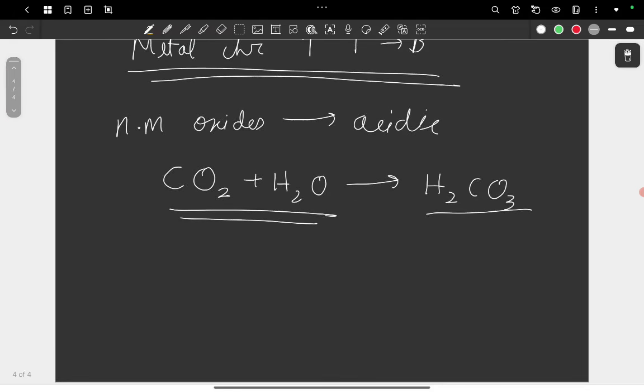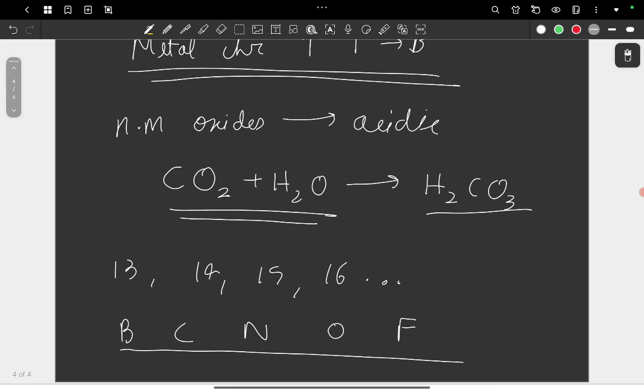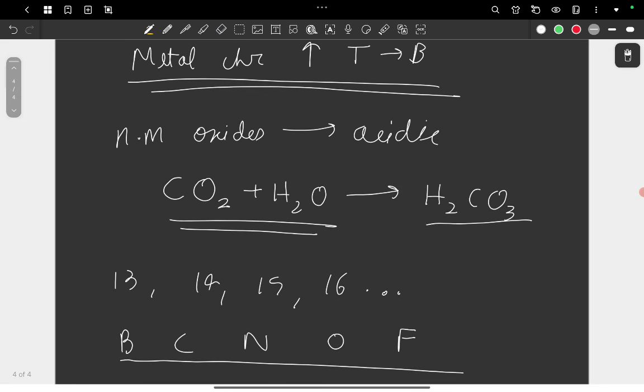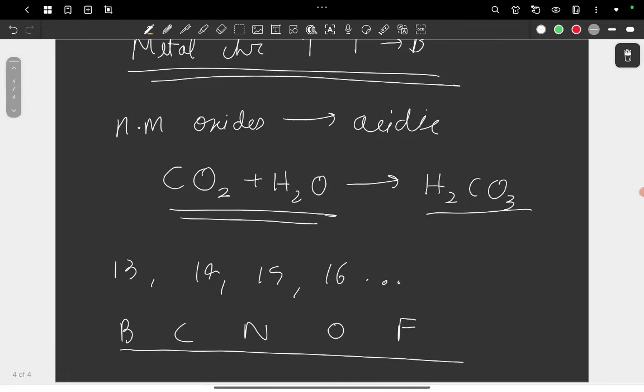Now, another general point I want you to know is that for every element of the P block, or every group of the P block, even for groups 13, 14, 15, 16, and so on, the first element of the group, say boron, carbon, nitrogen, oxygen, fluorine, all of these, are slightly different than the rest of the elements of their respective groups. Now, why is that?